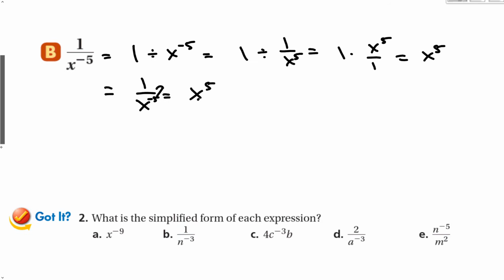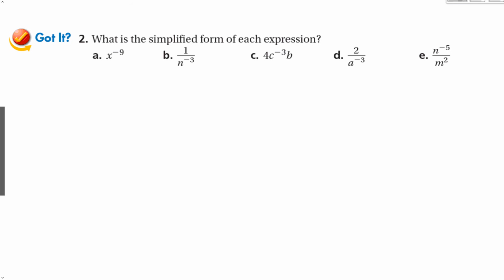Let's try some guided problems. Simplified form of each expression. X to the negative ninth power. Well, move it to the bottom and make the exponent positive. 1 over n to the negative 3. Move this up, and that makes the exponent positive. I don't have to put over 1, right? My denominator, if it has nothing in it, it just means over 1.